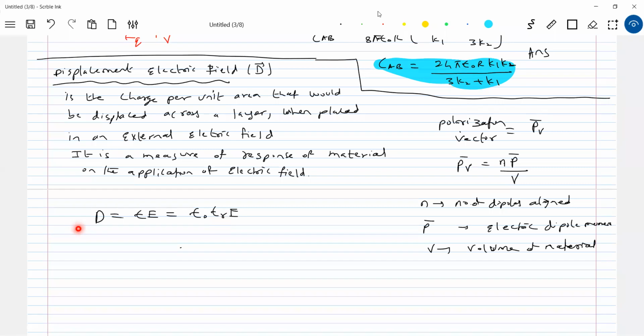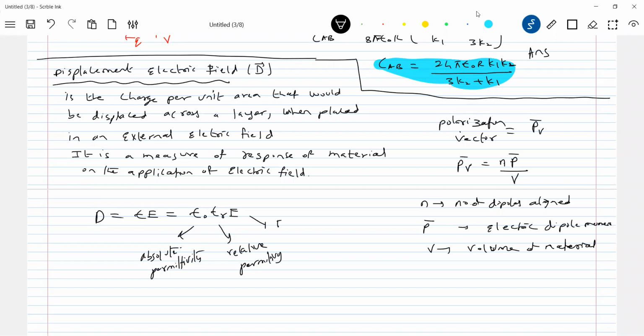So how is the displacement electric field vector related to electric field intensity? Here epsilon is the absolute permittivity, epsilon R is called the relative permittivity, and E is the electric field intensity or strength, anything you can call it. So this is what is related. Any problems related to dielectrics, we should take help of the displacement electric field. Of course, we took all the numericals with what we know, and somehow we managed.